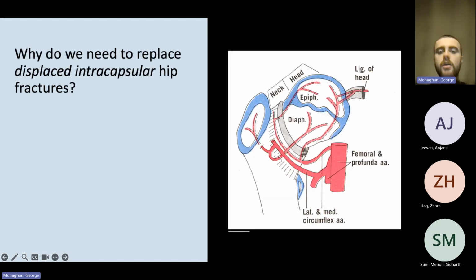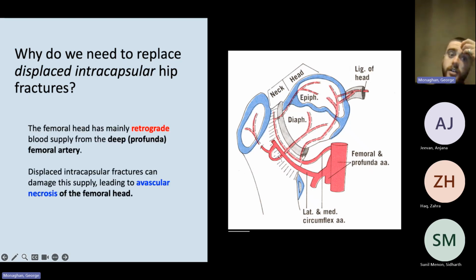Good. So when I was talking about the avascular necrosis, this is kind of the reasoning behind it. The femoral head has a mainly retrograde blood supply, and it's from the deep, so the profunda femoral artery. If you do have a displaced intracapsular fracture, you can damage that supply, and then it can lead to avascular necrosis. So that's why you want to get in there and sort it out to preserve the femoral head, because obviously we don't want a dying femoral head.